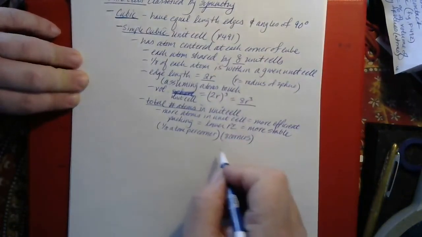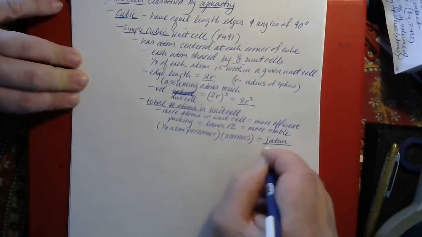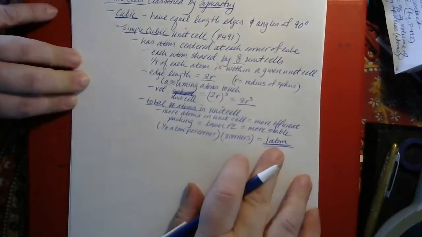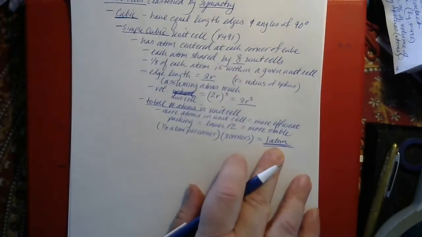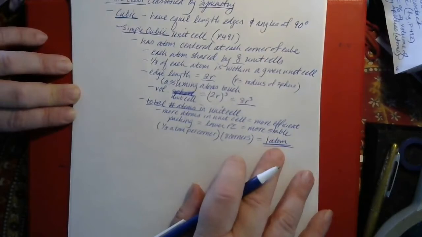So 1/8 of an atom per corner times 8 corners means that there's a total of 1 atom within a simple cubic unit cell. And this goes for all of the simple cubic unit cells.